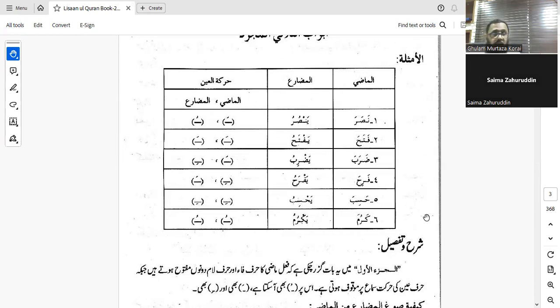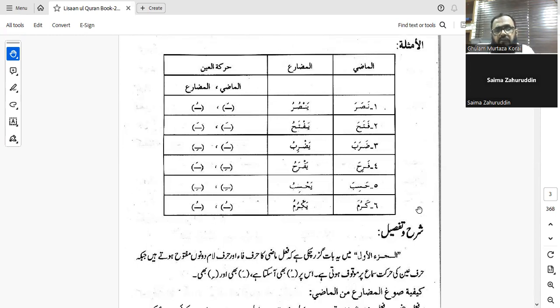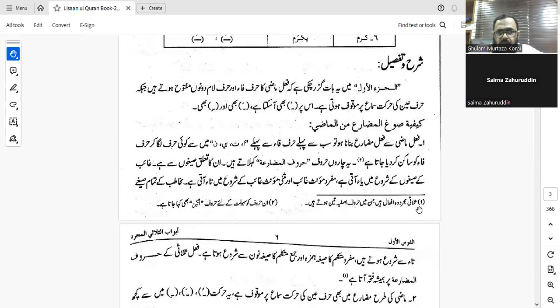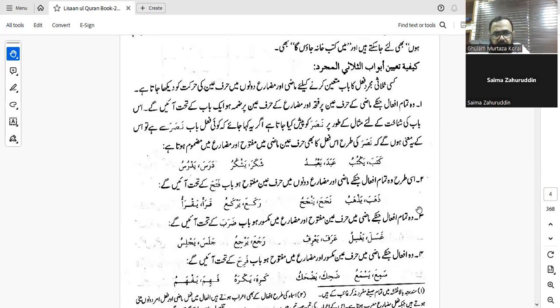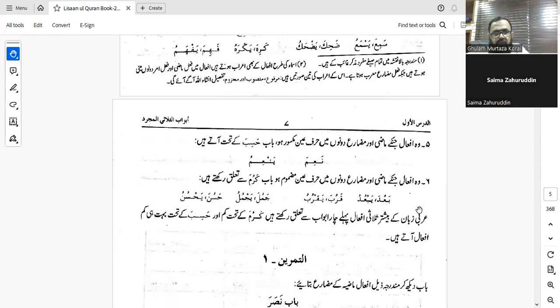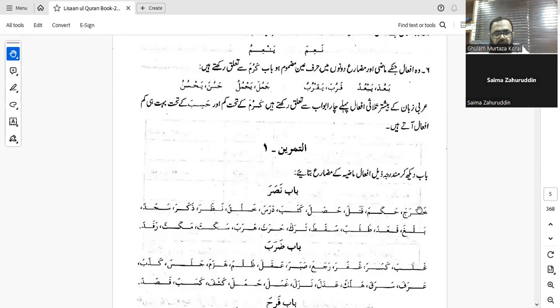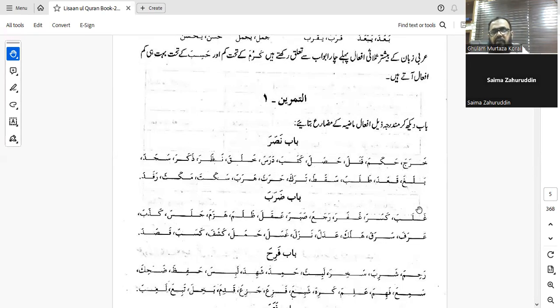We'll discuss a lot of things about them, sister. I think we are going to end our session. We'll rejoin inshallah to discuss how you are going to do the exercises. These are the exercises given, and all these afal are with nasara yansuru, the first one. So you have to make the gardan in mazi of kharaja, then muzari yakhruju.